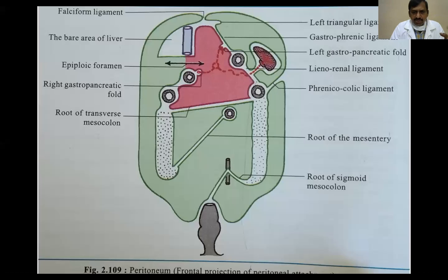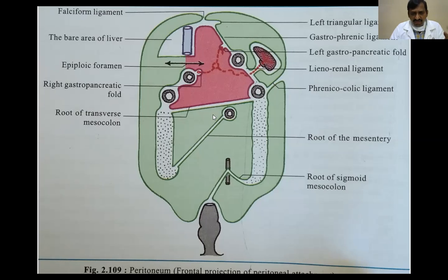Next, you see the peritoneal cavity. For our convenience, we divide the peritoneal cavity into different segments. This is the root of the mesocolon. Above the root of the mesocolon is the supracolic compartment, and below this is the infracolic compartment, which continues into the pelvis.